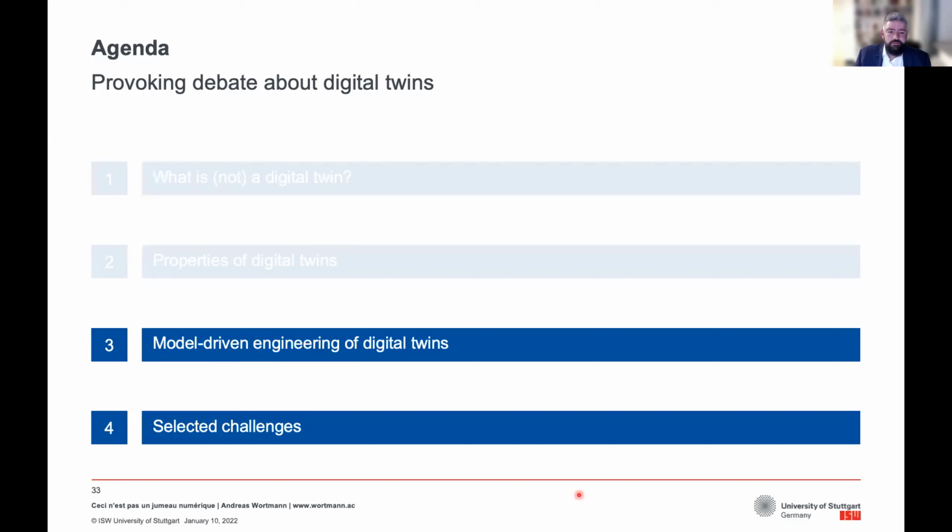So I will now skip this part and go directly to selected challenges because I have 5 to 10 minutes left, I guess. Is that correct? No, max 5. Okay.